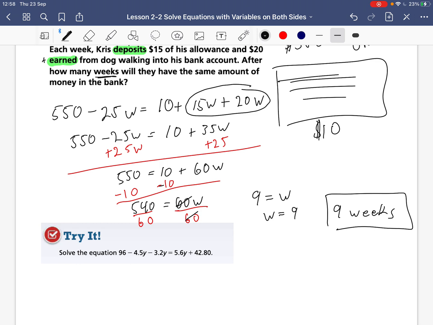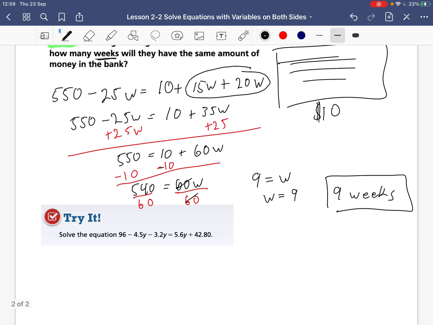All right, go ahead and do this last one. The answer that you should have gotten is y equals 4. All right, let me know if you have any questions.